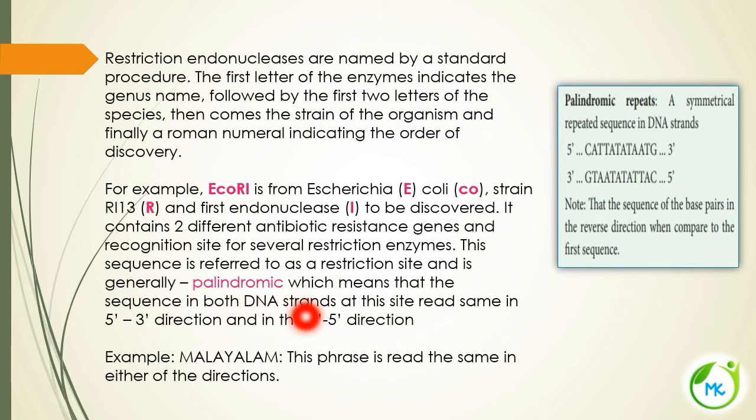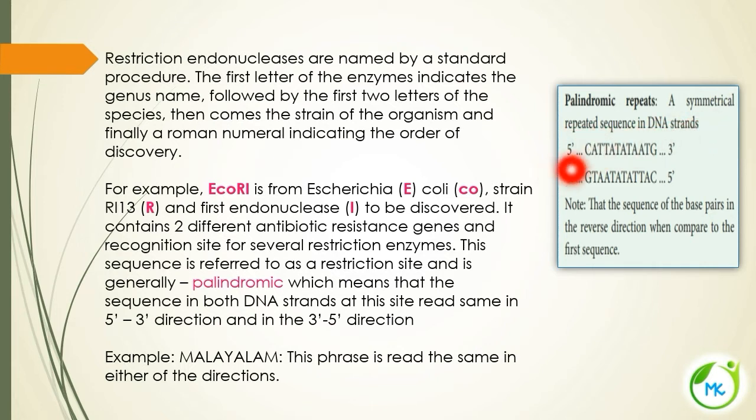For example, Malayalam. When it is read from this way to the other way, again it will be spelt as Malayalam, and even in the opposite way, again it will be spelt as Malayalam. So this is an example of a palindromic sequence. Similarly, Madam is also a palindromic sequence which can be read from both sides. It will have the same meaning.